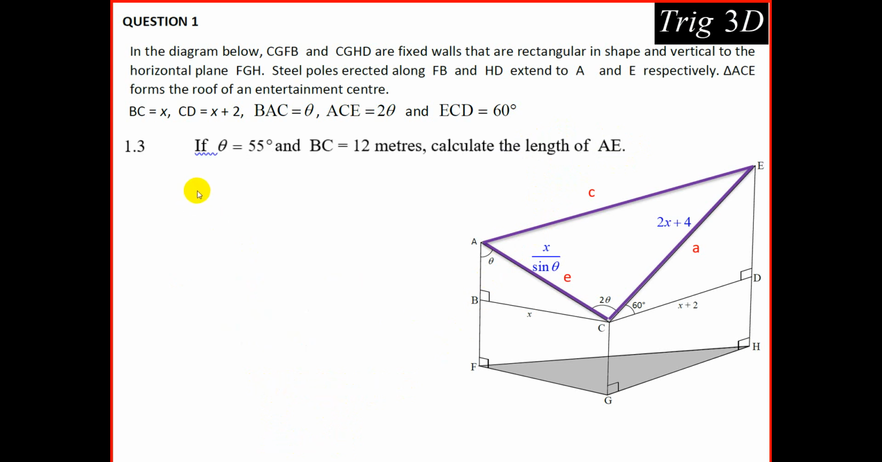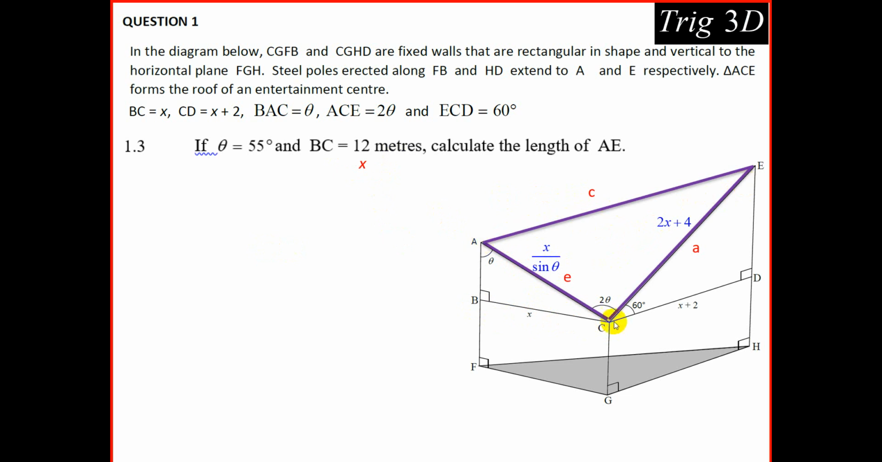Moving on to 1.3, it is given that theta is 55 degrees. So that means wherever we have theta, we can substitute 55. If we look at BC, it is x, but now it's telling us that it is 12. So they are telling us that x is 12. So wherever we have x, we can substitute 12. The question is to find AE.